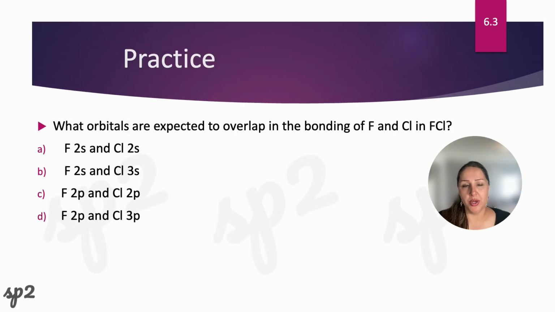Okay, so here's the question. What are the orbitals that are expected to overlap if you're trying to make a bond between fluorine and chlorine in FCl? We know that the fluorine valence electrons, the ones with the highest energy, are going to be in 2p. So I can cross out option A, as well as option B, because we're dealing with 2p. Now for chlorine, it's going to be one row below fluorine, which is going to be 3p, right? So you can cross out choice C. So D must be our best answer.